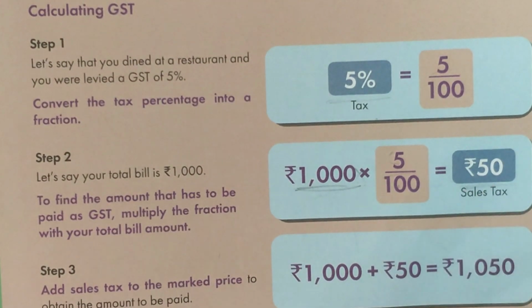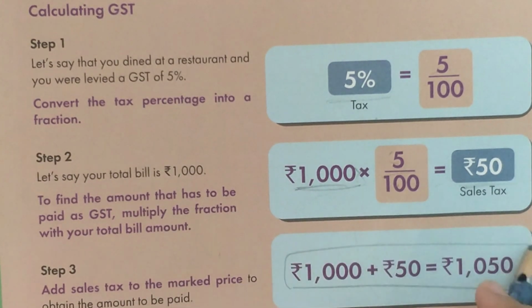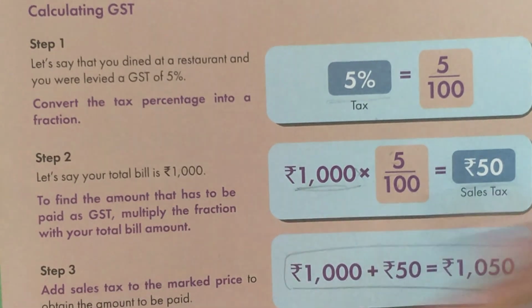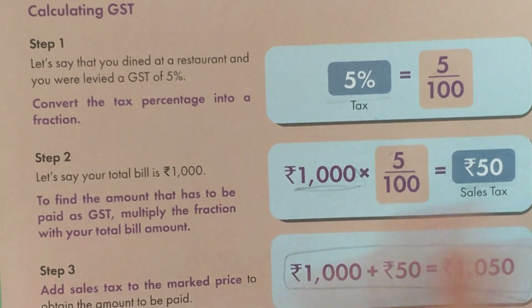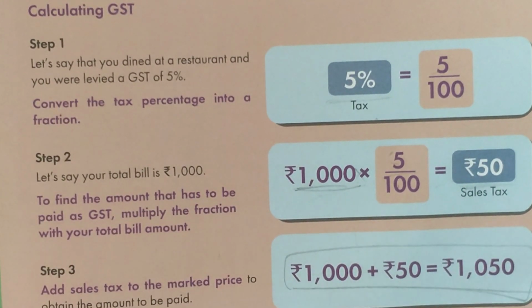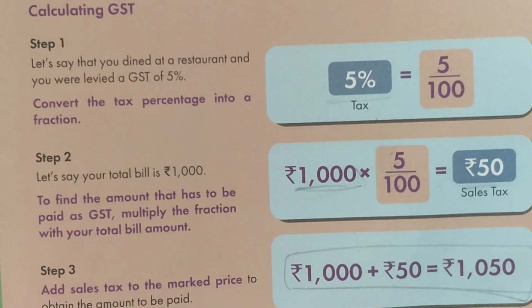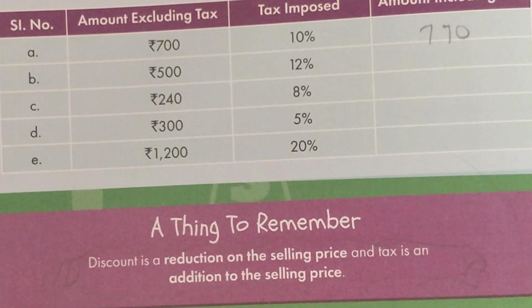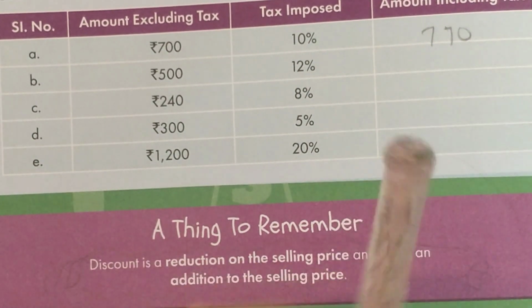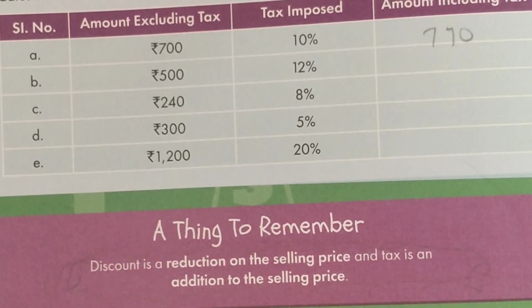Out of 100, it's 50 rupees for the tax, and you have to add the tax so that your total amount will be 1050. 1000 plus 50 is 1050, and that's it. That's how you calculate the GST. So here it's very easy. Now let's calculate the amount including the taxes.